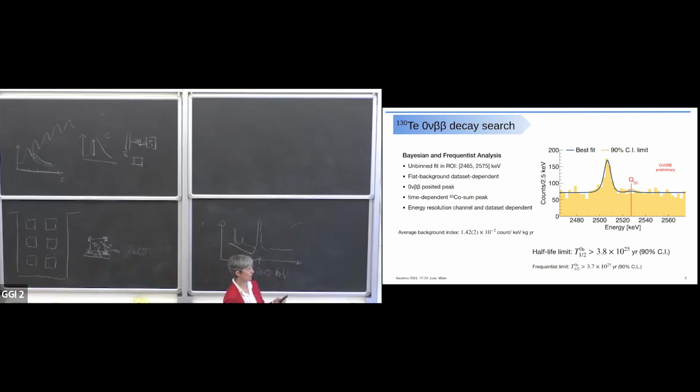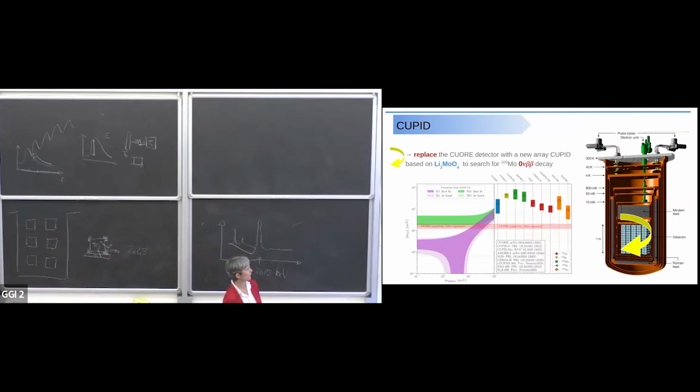Okay, this is the half-life limit. You see in the region of interest, we fit the peak and the 60 cobalt peak, which is very close to the double beta decay transition energy.